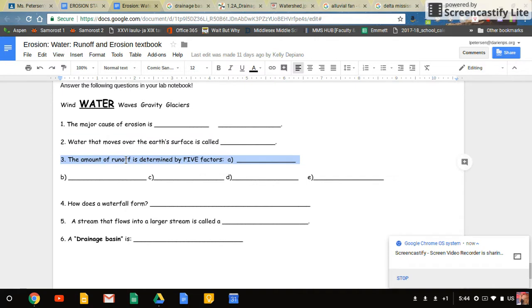And the amount of runoff is determined by 5 factors, and you could have these in any order. Factors are the amount of rain that an area receives, how much vegetation or plant growth is in the area, the type of soil, the shape of the land, and how people use the land.